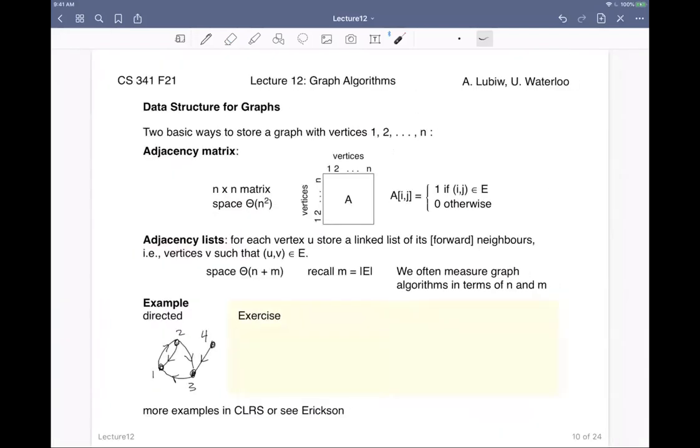Okay, so I have here a slide where I'm inviting you as an exercise to work out for a directed graph, like this one in this example, what does the adjacency matrix look like, and what do the adjacency lists look like? And there are more examples in your textbook. And another good source for this basic graph stuff is the online book of Jeff Erickson's. There's a link to that from the course webpage.